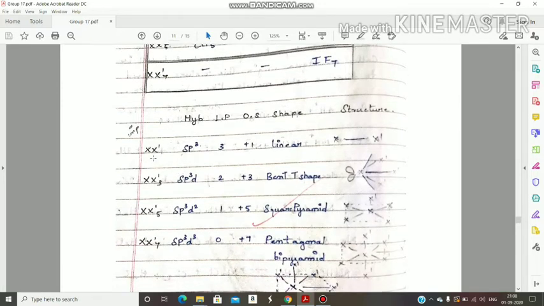See, in the XX dash category, hybridization is sp3. How can we say that? I told you one formula to find hybridization. What is the formula? P equal to G plus M minus C by 2. If you apply that formula, then you can get hybridization as well as lone pairs. By that we can get shape and structure. So you have to apply that formula and you can find hybridization and shapes.